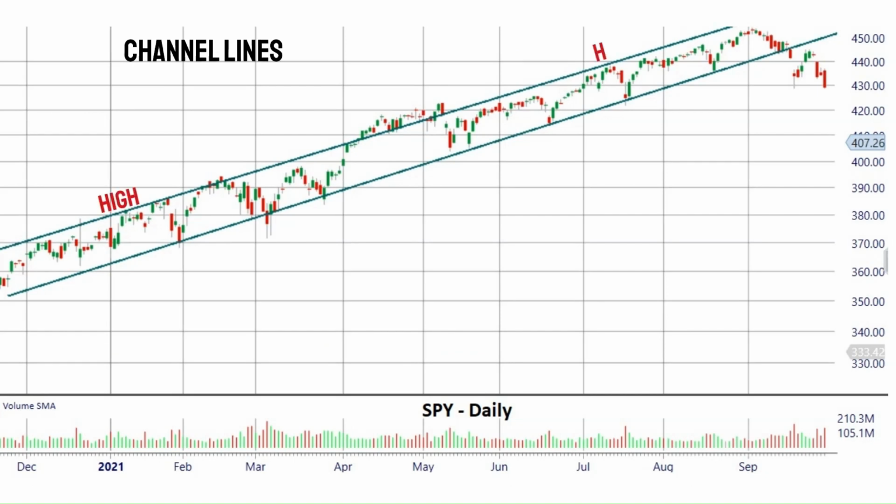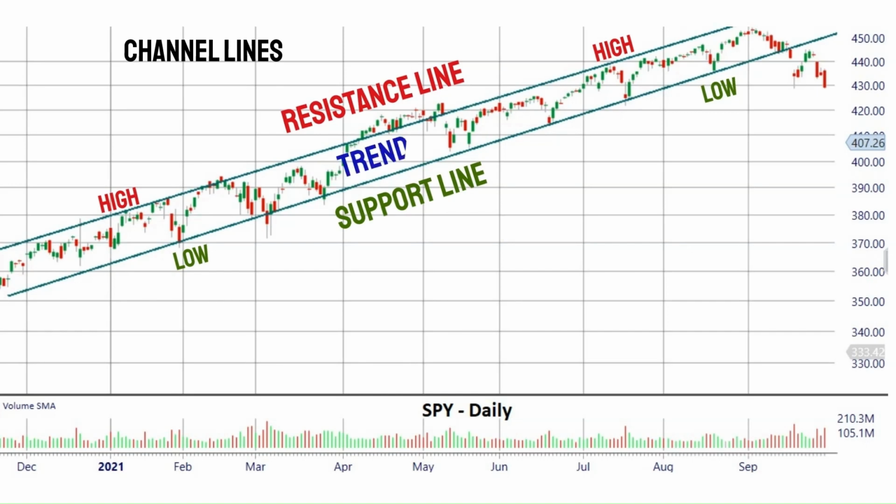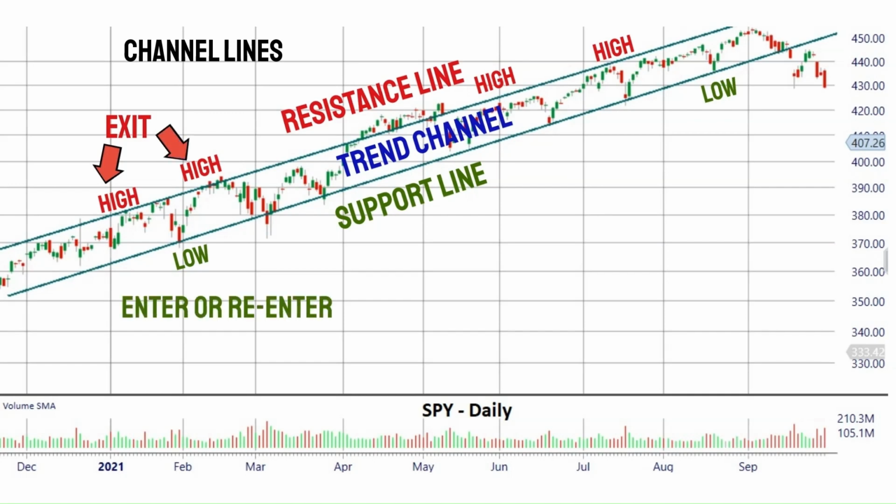Channel lines are 2 straight parallel lines, one line connecting highs, the resistance line, and another connecting lows, the support line, and can be viewed as a channel. Overall markets and stocks often trend within a channel. The resistance channel line shows us where the next higher high should be found. Traders should exit at the highs and re-enter at the lows. The support trend line creates buy entry points to purchase the stock.